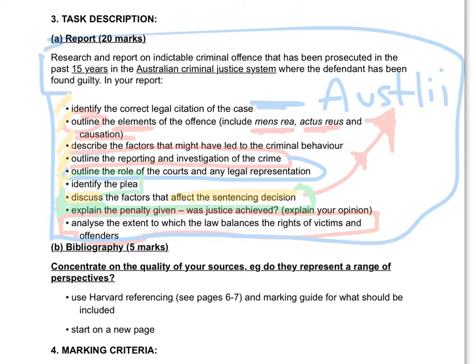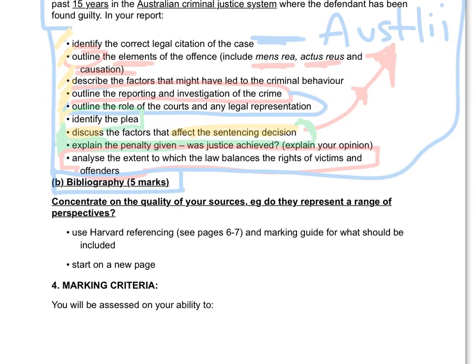Now, please note, as this is a research task, you need to have a bibliography. It needs to be correctly filled out. So make sure you check the appendices at the bottom. I haven't included it in this video, but they're there. Make sure that you get full marks for that. That's easy marks. We're using the Harvard referencing system.